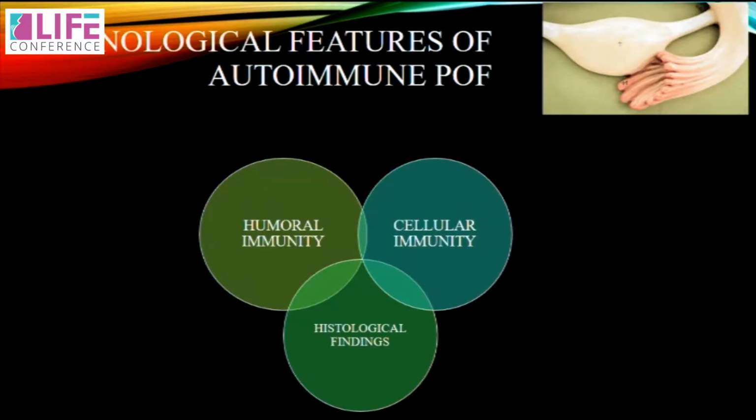So, for the immunological features of autoimmune premature ovarian failure, let's look at the humoral immunity, the cellular immunity, and of course the histological findings.